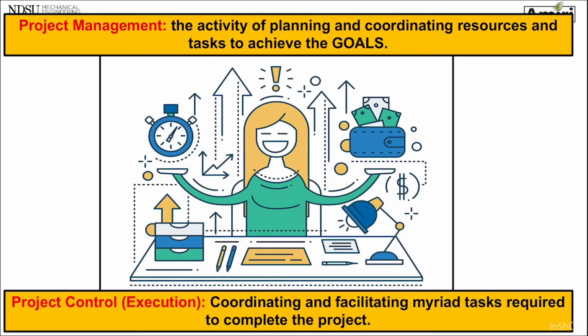Throughout the project, it is essential that you perform project management and project control. Project management, if you remember, is the activity of planning and coordinating resources and tasks to achieve the goals of the project. In project control, you need to coordinate and facilitate the myriad tasks that are required to complete the project. As you can see, tasks are the key here, and you need to make sure that the tasks you develop for your project are accurate, precise, feasible, easy to understand, easy to follow, and achievable.